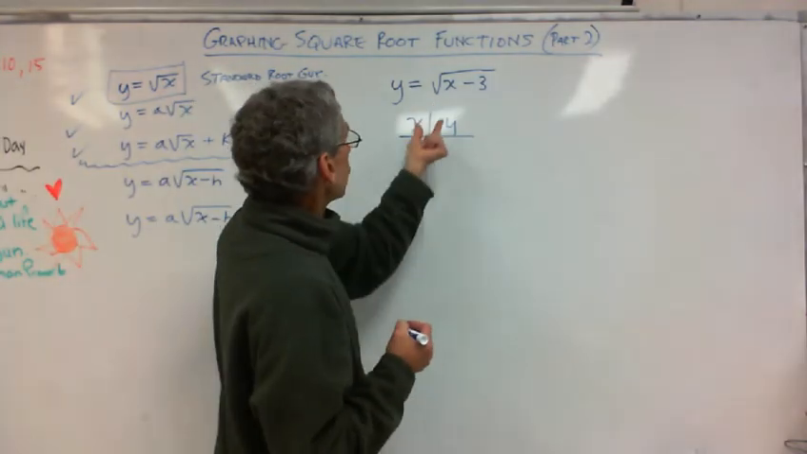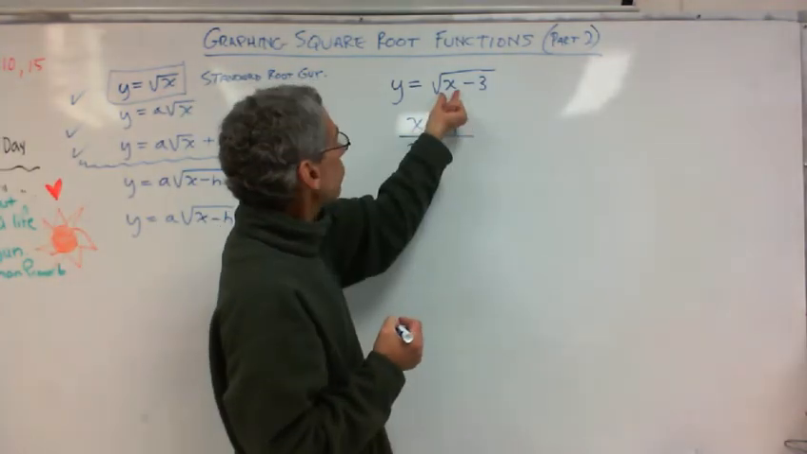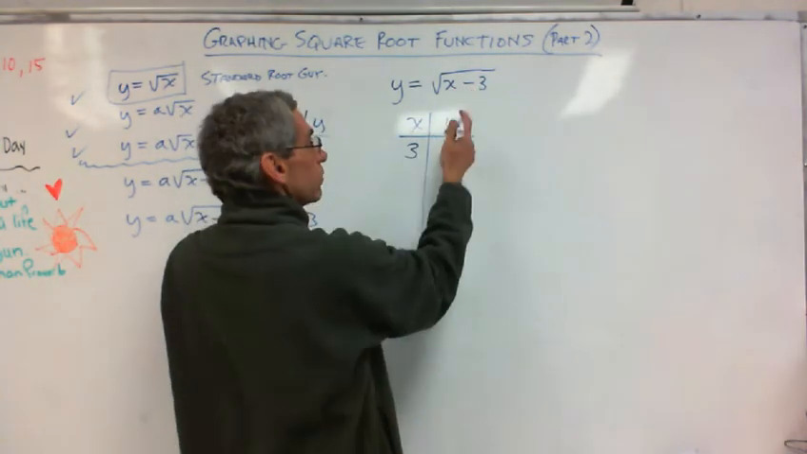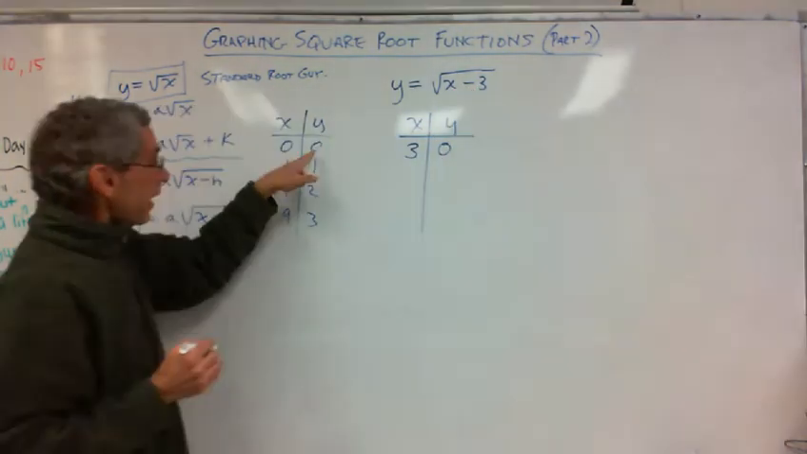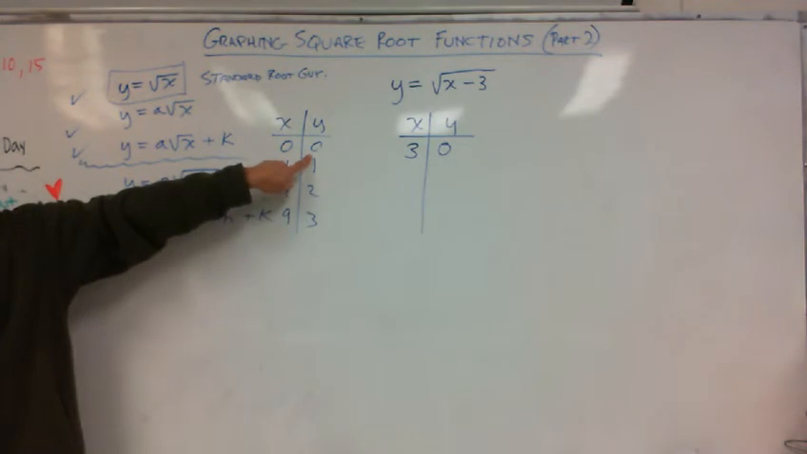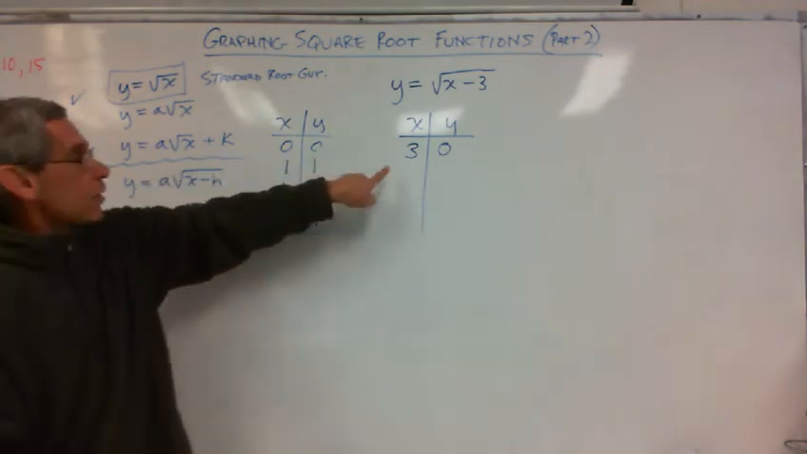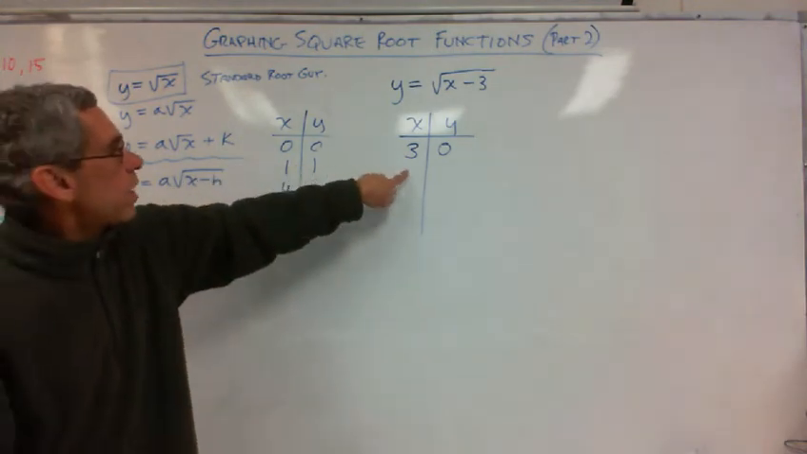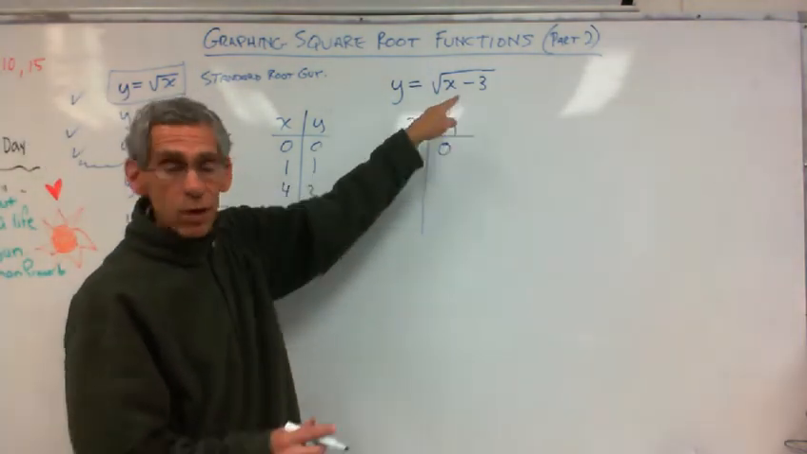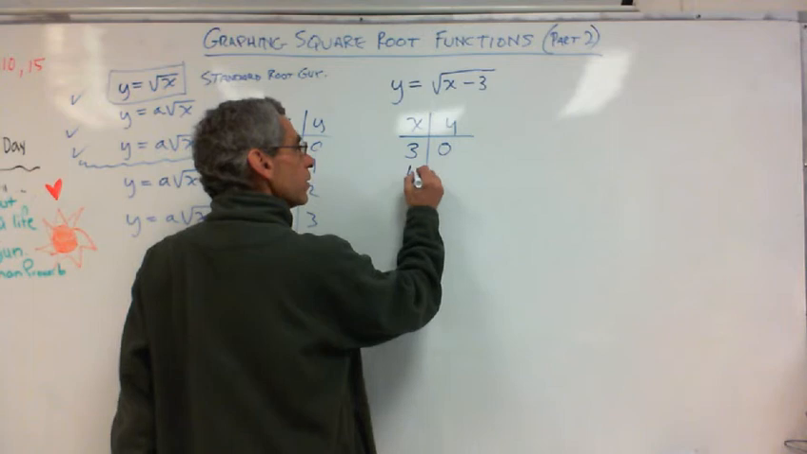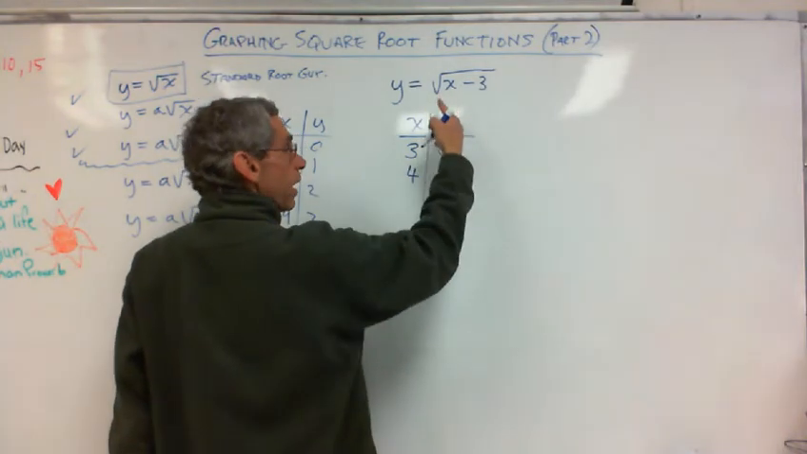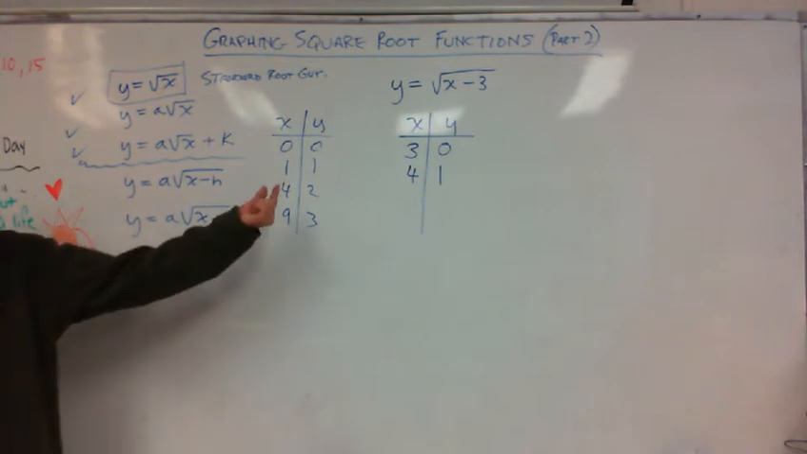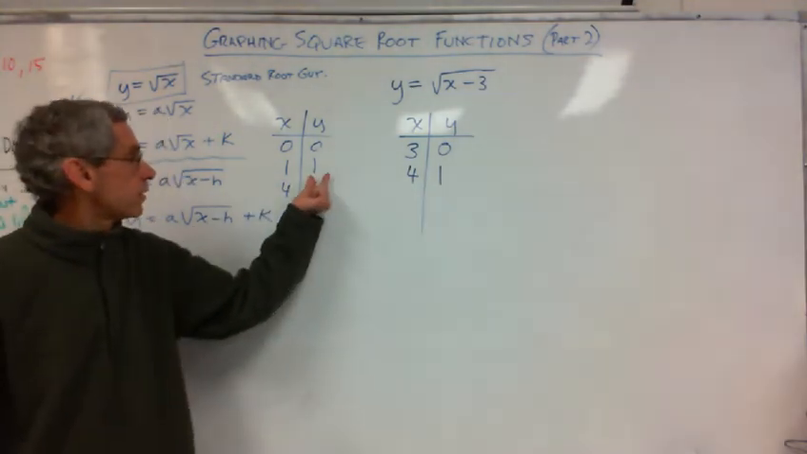So if I choose x as 3, 3 minus 3 is 0. So then I have y is equal to the square root of 0. That's going to be 0, and that's going to give me what's here, right? Now the question is, what would x have to be for the value to be 1? 4 minus 3 would be 1, right? So I put a 4 here, and that would be the square root of 1, which is 1. And that again, the 1 corresponds to this.